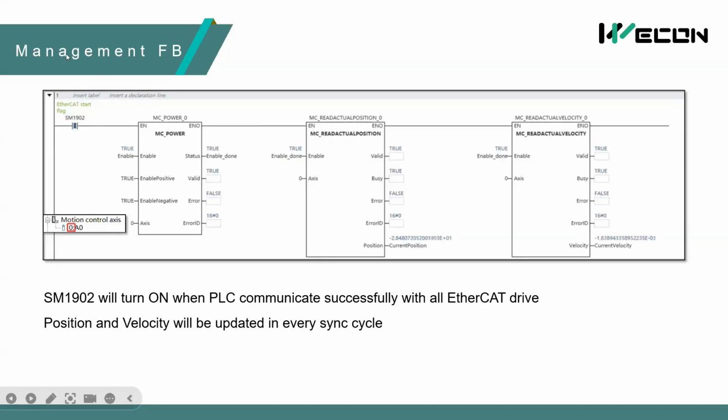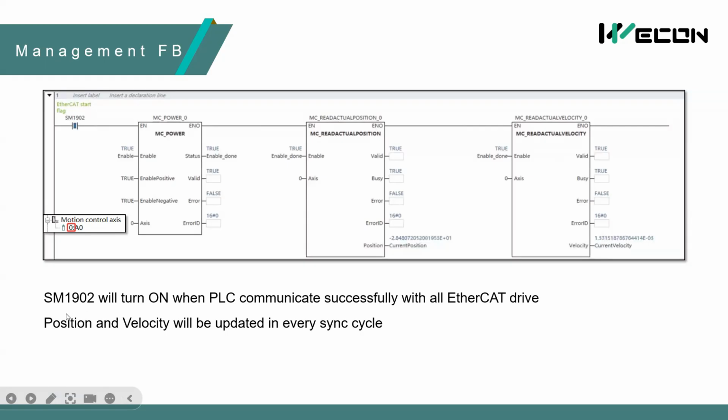For example, these three measurement function blocks: MC power, MC read actual position, and MC read actual velocity. These are used to enable the driver and read the position and the velocity of our driver. Here I put this system register SM1902. This is our EtherCAT start flag. It means this flag will turn on when the PLC communicates successfully with all EtherCAT drivers.